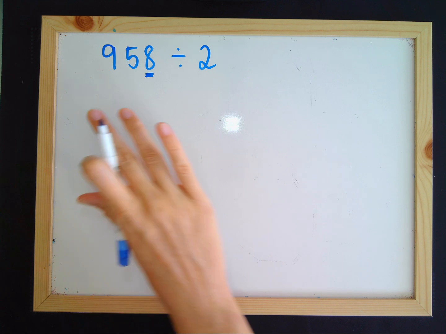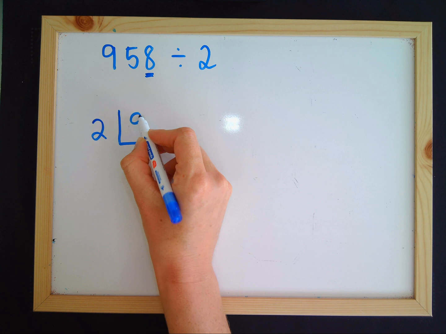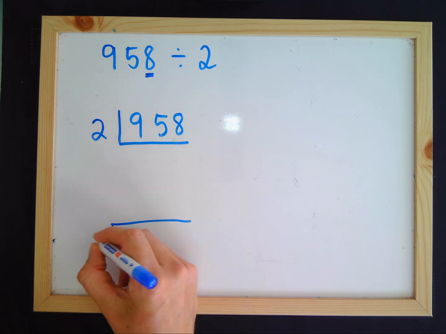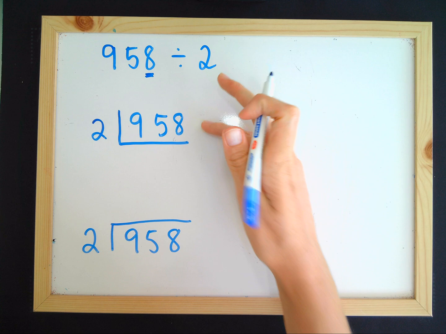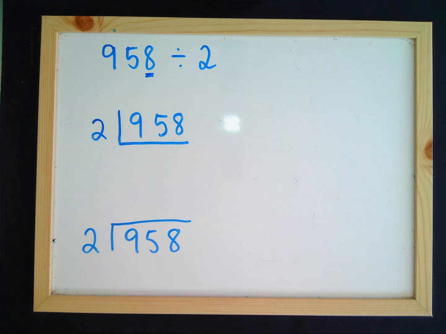Now, to do this sum, I can write it out like this. Or I can write it out like this, okay? Just 2 different styles, so you may see both of these in books, okay? Now, I only need one of them, so I'm going to go with the top one.